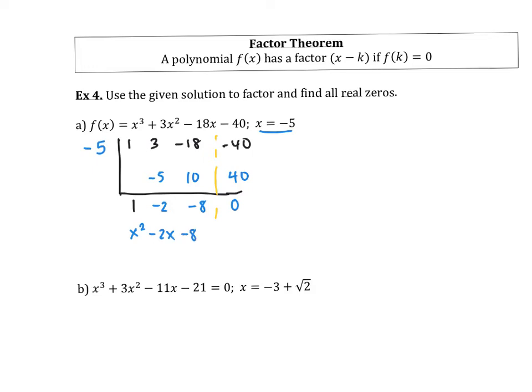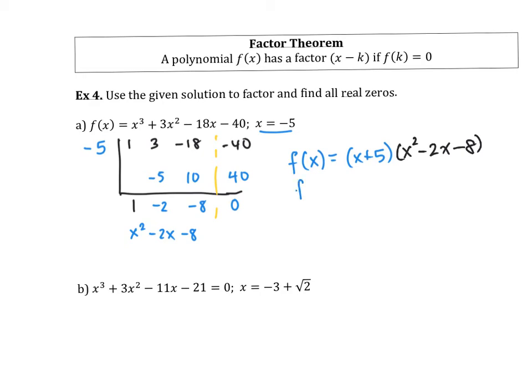Now I'm going to go back and answer the question. It wants me to use the given solution to factor and find all real zeros. So I'm going to go ahead and factor as much as I can first. Because they gave me x equals -5, then it must be true that x plus 5 is a factor. When I divided by the first factor, I was left with this polynomial down here. So that's the remaining factoring I need to do.